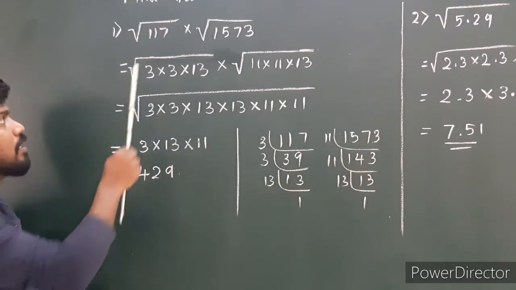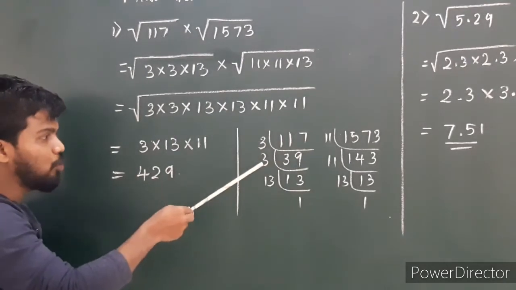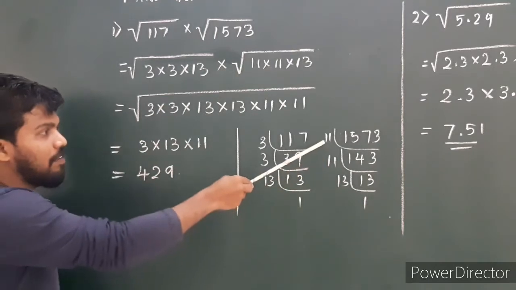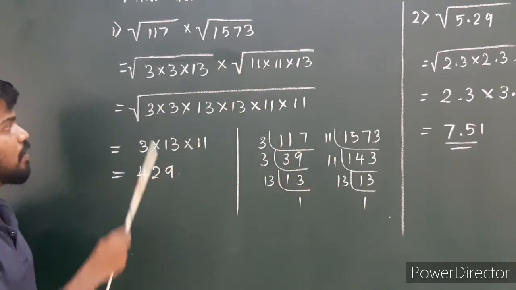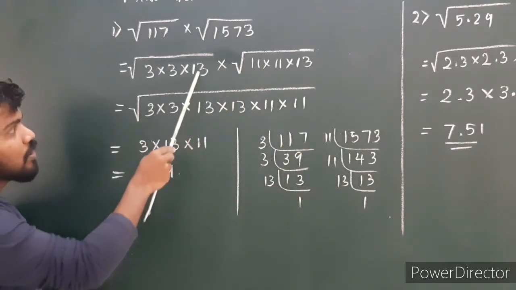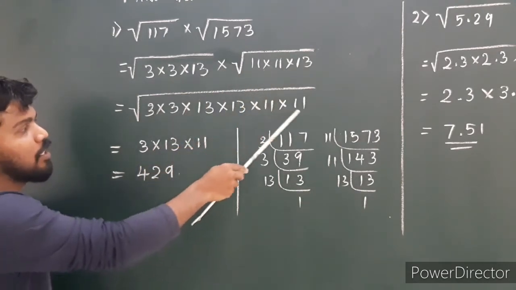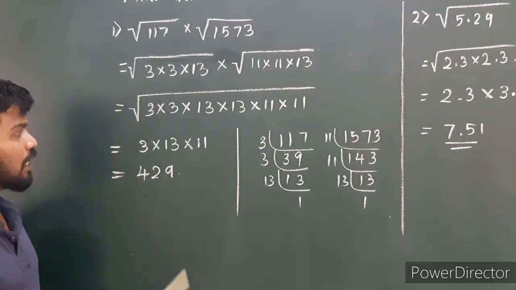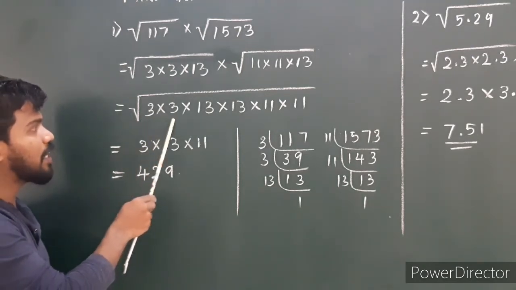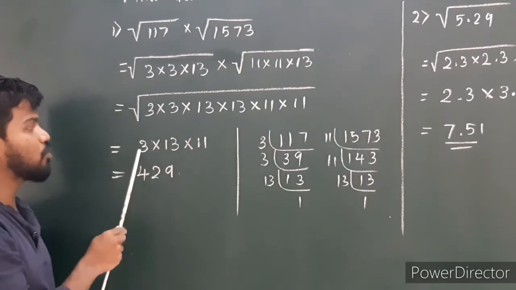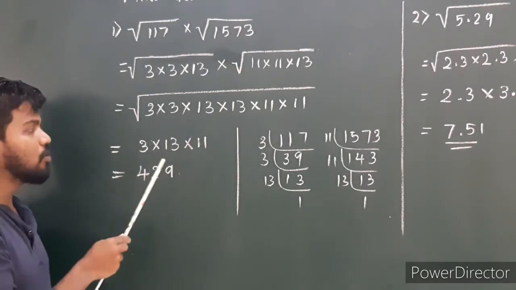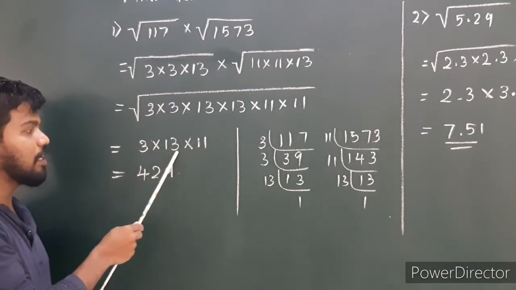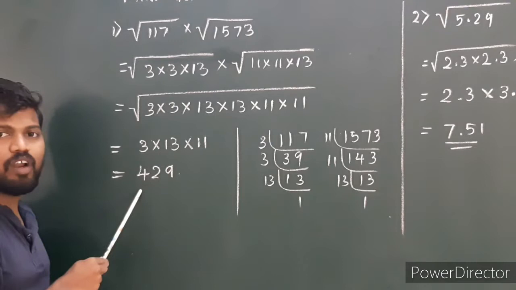So now in the place of 117 you write 3 into 3 into 13, and in the place of 1573 you write 11 into 11 into 13. So now 3 into 3 into 13 into 13 into 11 into 11, in one single square. The square root means you make pairs and write one of each. So 3 into 13 into 11: 3 into 11 is 33, and 33 into 13 you get 429.